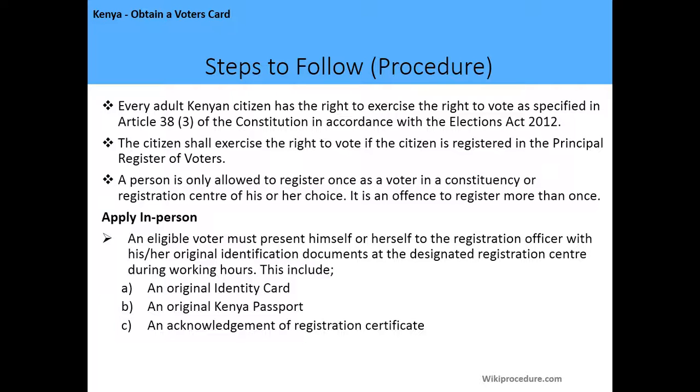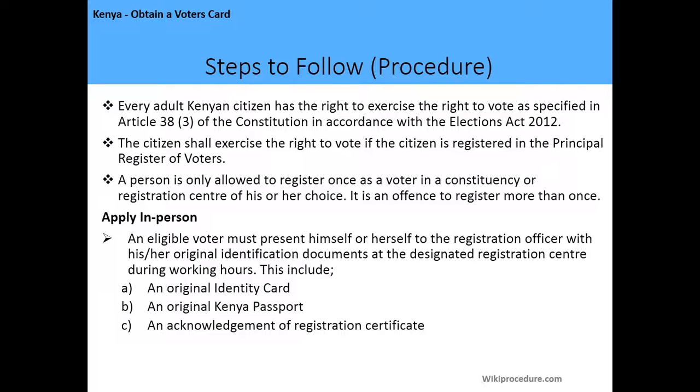First of all, I need to mention that every adult in Kenya has the right to vote as specified under Article 38 of the Constitution in accordance with the Election Act of 2012, and the citizens shall exercise the right to vote if the citizen is registered in the principal registers of voters.